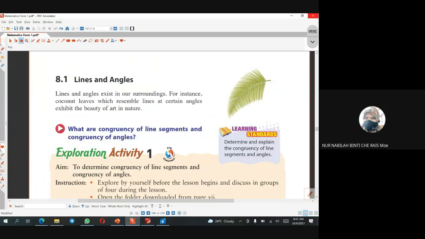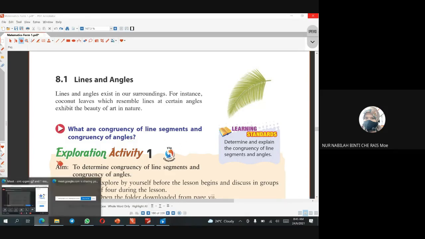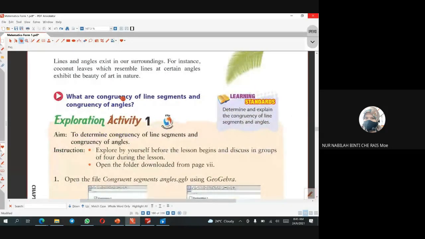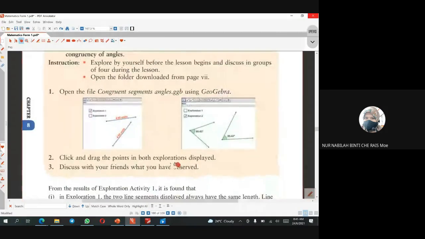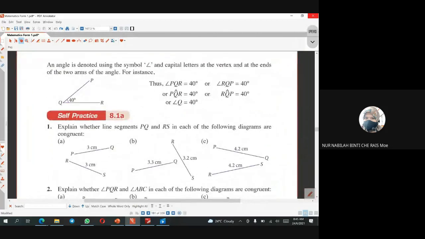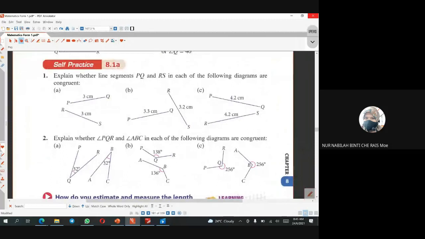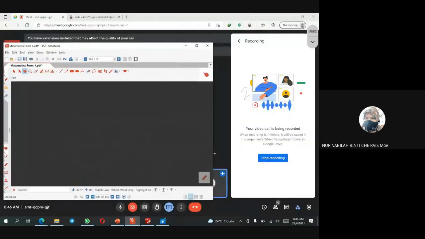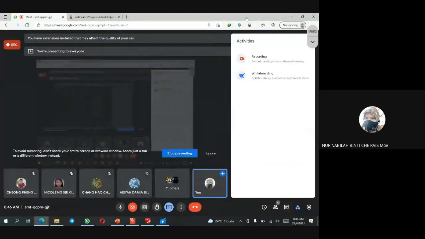Okay, so this is congruency of line segments and congruency of angles. Remember, congruent line segments mean that you have the same length of line, and congruent angles mean you have the same size of angle. I want you to go to Self-practice 8.18. Explain whether the line segments PQ and RS in each of the following diagrams are congruent.